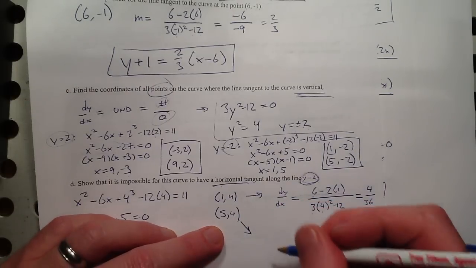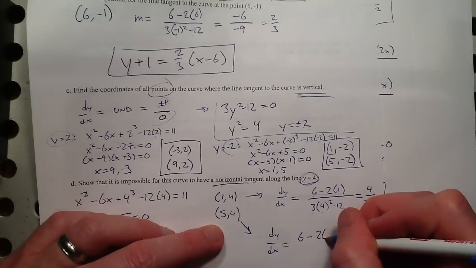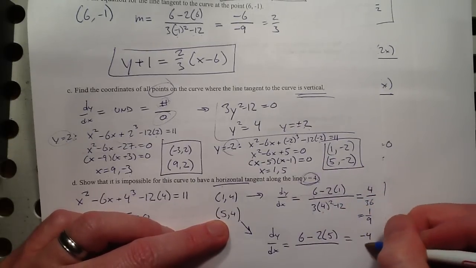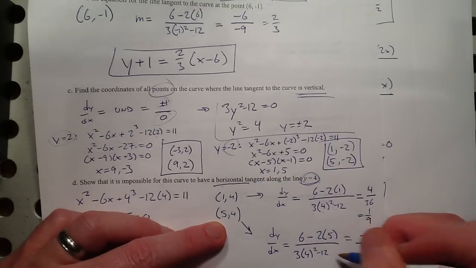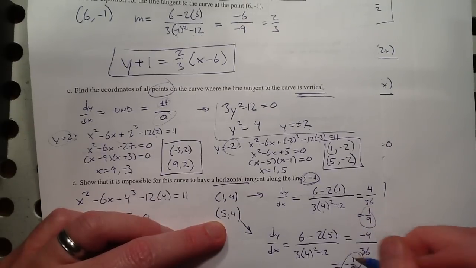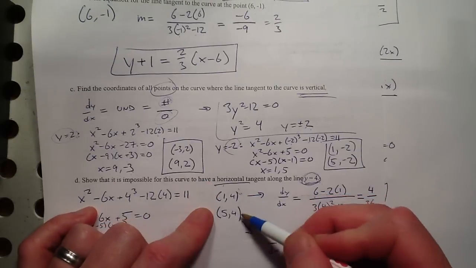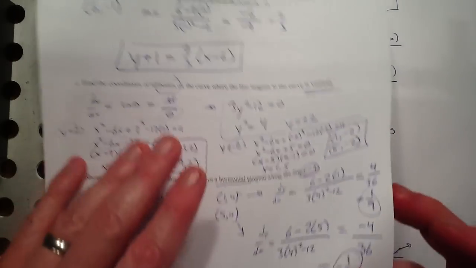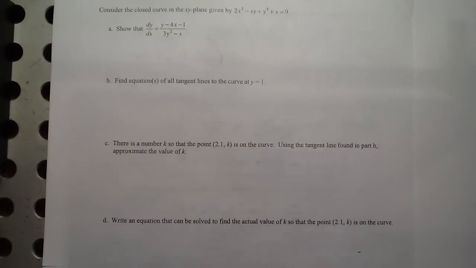And then likewise at 5, 4, dy dx would be 6 minus 2 times 5. Again, that's negative 4, so not happening. Or 3 times the same y value. So that came out to be a slope of negative 1/9. So when y equals 4, we do get 2 points on the curve, 1, 4, and 5, 4, but neither one of those has a slope of 0. So no dice. And that's what they wanted us to show.